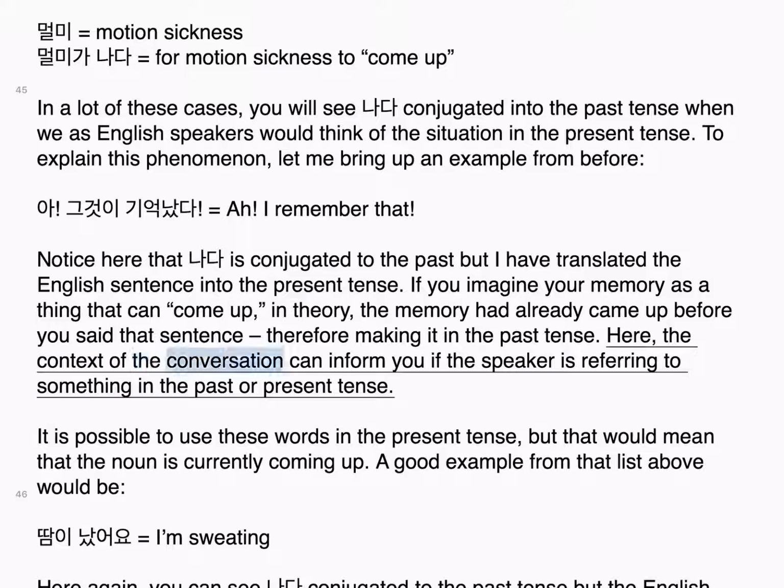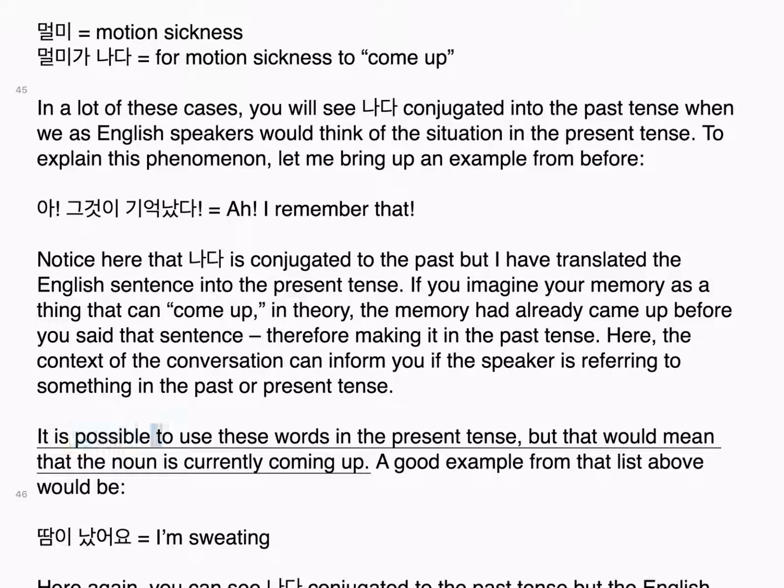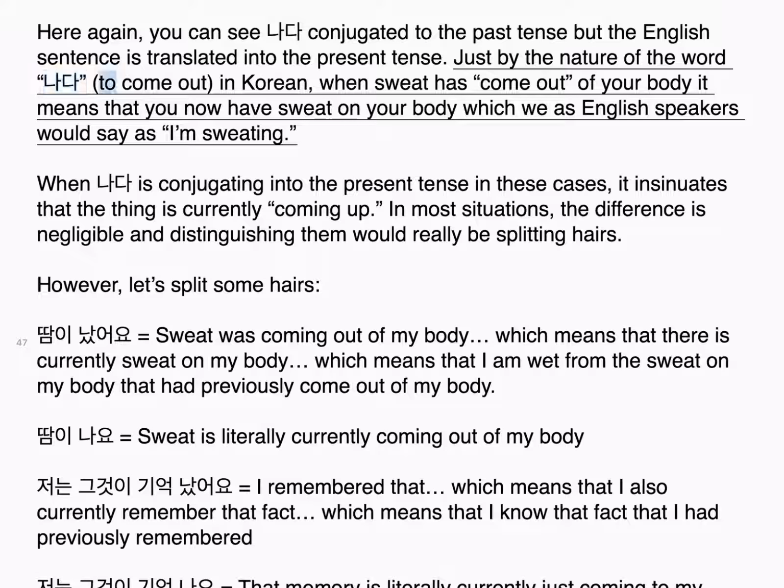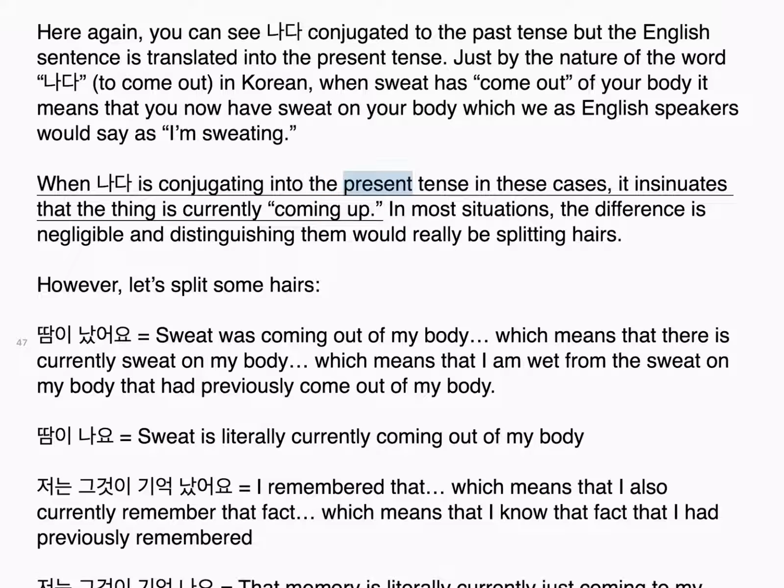Here, the context of the conversation can inform you if the speaker is referring to something in the past or present tense. It is possible to use these words in the present tense, but that would mean that the noun is currently coming up. A good example from the list above would be 땀이 났어요. I'm sweating. Here again, you can see 나다 conjugated to the past tense, but the English sentence is translated into the present tense, just by the nature of the word 나다, to come out. In Korean, when sweat has come out of your body, it means that you now have sweat on your body, which we as English speakers would say as I'm sweating. When 나다 is conjugated into the present tense in these cases, it insinuates that the thing is currently coming up.